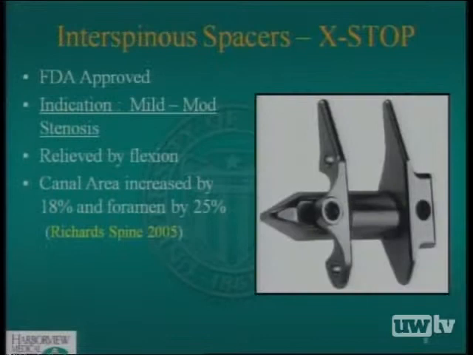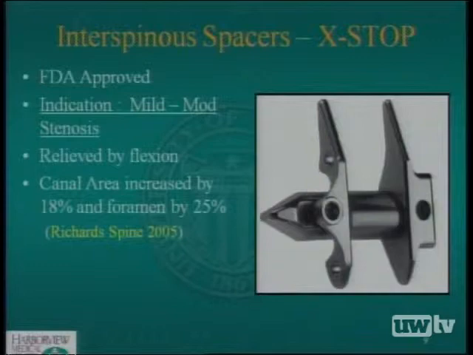The X-stop is probably the most commonly known device available. It is FDA approved. If you look at the indications, it's very clear it's for mild to moderate stenosis, in patients whose claudication type symptoms are relieved by flexion. There's a study that came out by Richards in 2005 that basically showed that with the X-stop, you increase the central canal diameter by 18% and the foramen by 25%. And that's the mechanism by which this can help with some of the symptoms.